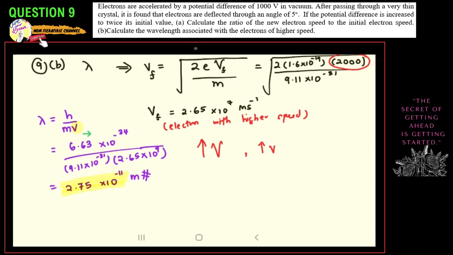Okay. So based on the de Broglie equation, asalnya dia adalah lambda is equal to h over p. So this is momentum. P is the momentum of the electrons. So P is equal to mv. So let's substitute the value of V, which is the speed of the electrons tadi yang kita dah kira dekat sini. So substitute the equation, tekan calculator. So lambda is equal to 2.75 exponent negative 11 meter. Okay? So finish question 9.